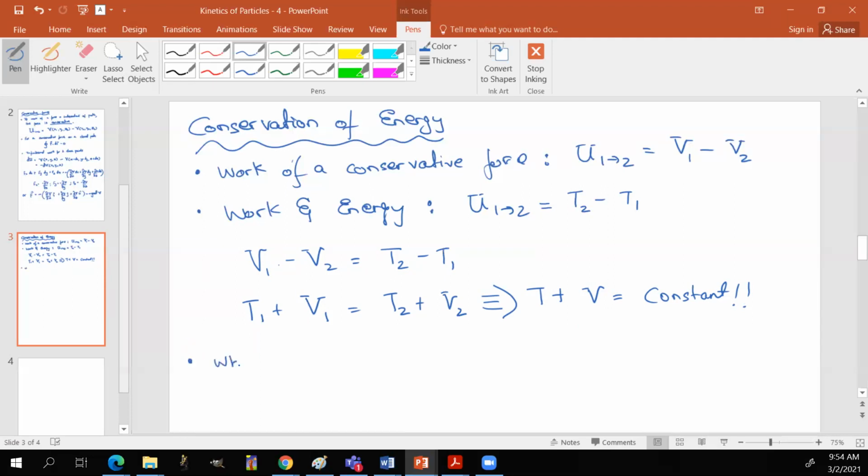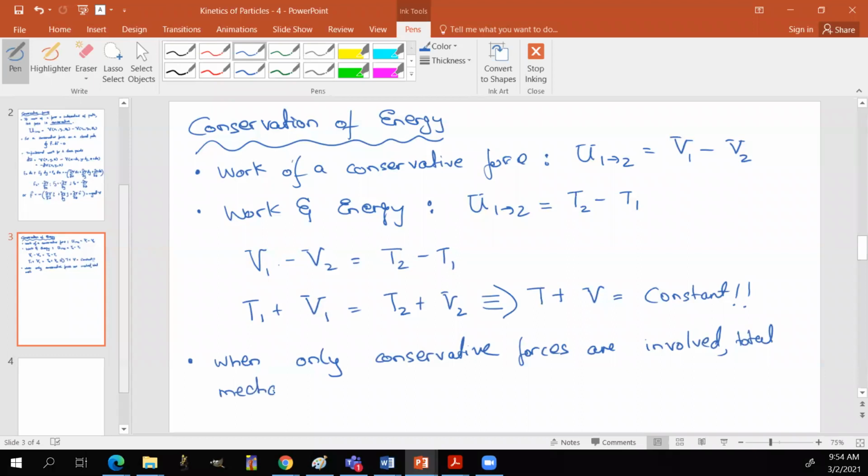So when only conservative forces are involved, the total mechanical energy remains constant. And what do we mean by mechanical energy? The mechanical energy is the sum of your kinetic and potential energy.